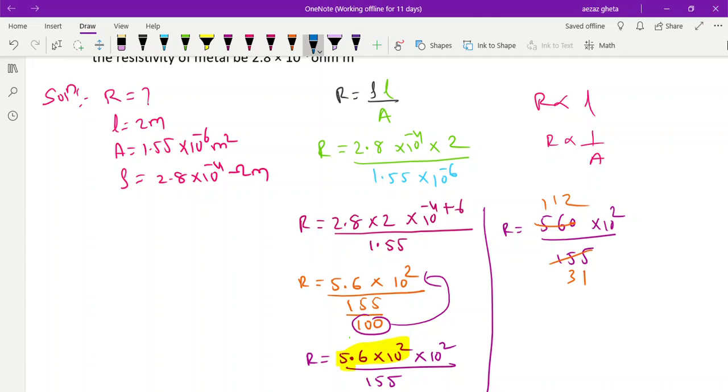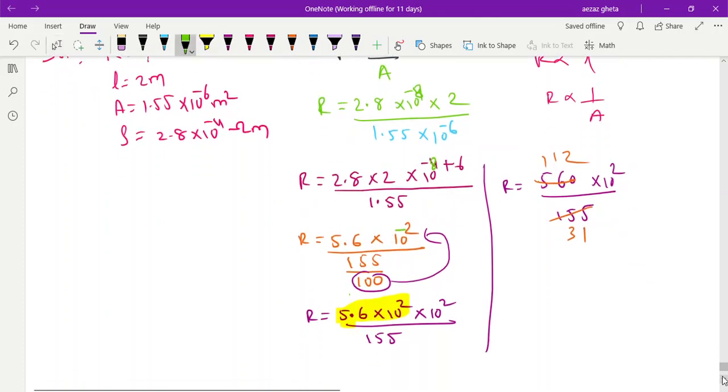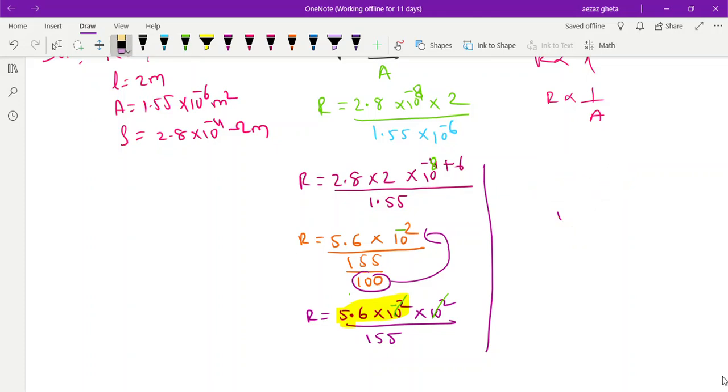Okay, even if I correct this, for example, if I make it minus 8 here for resistivity, then minus 8 plus 6 will become minus 2. Correct. Then minus 2 and plus 2 will become 0, so we will have a simple answer. R is equal to 5.6 divided by 155, and you should divide it. 5.6 divided by 155, you will get R is equal to 0.3614. Got it, everybody?